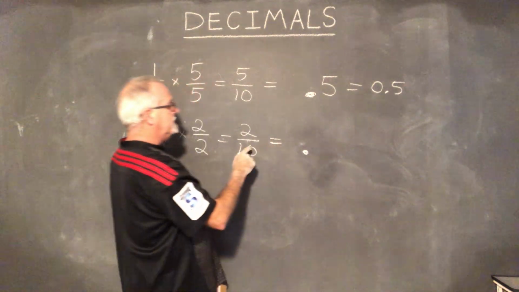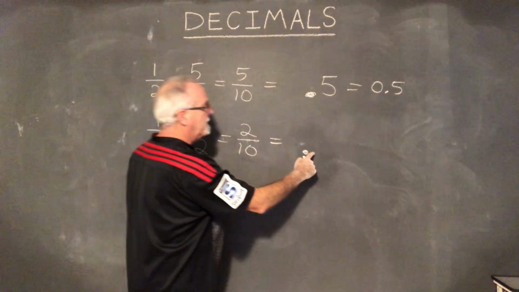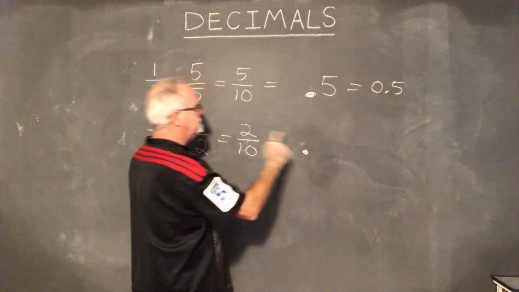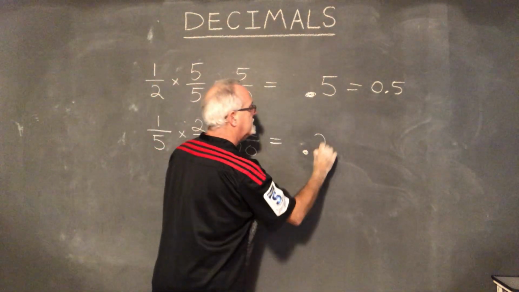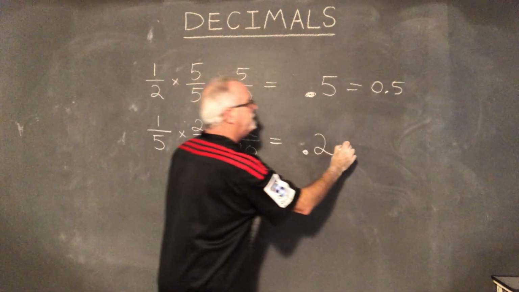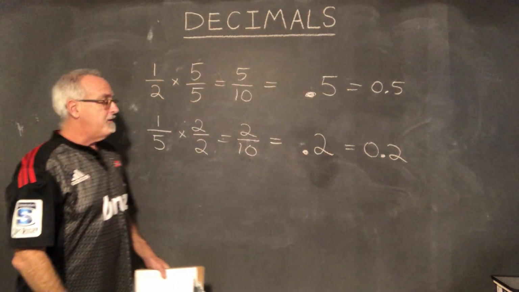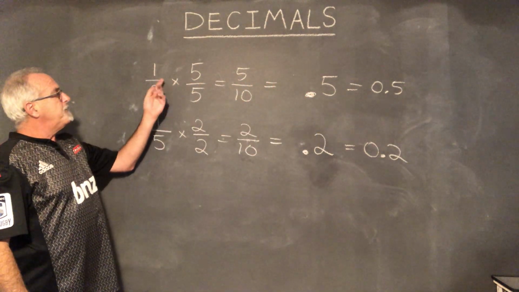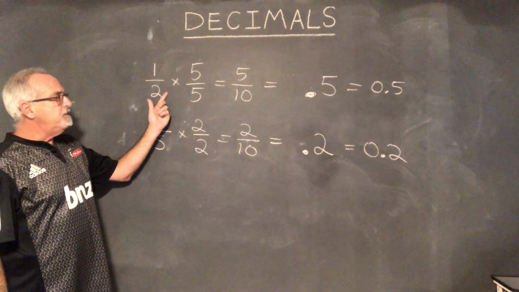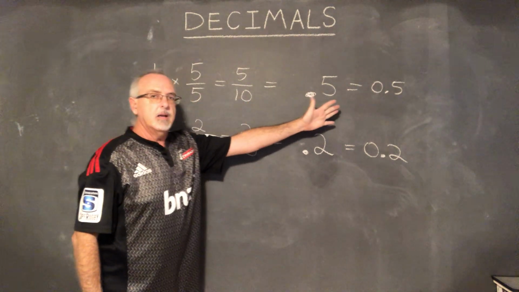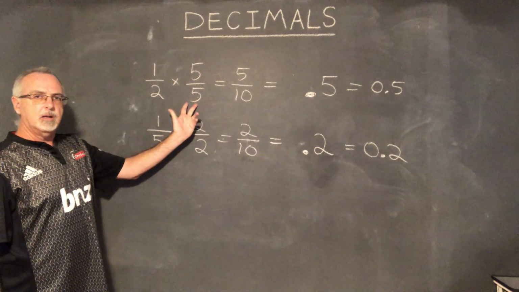I put my decimal, it's tenths, so I want 1 digit to the right of that decimal, and there's my numerator, it's a 2, that's the digit I need. And of course, if I wish, I can write it as 0.2 instead. They're both correct. So when I have a fraction with a 2 as the denominator, quickly I can get it into decimal form by doing this extra little trick.